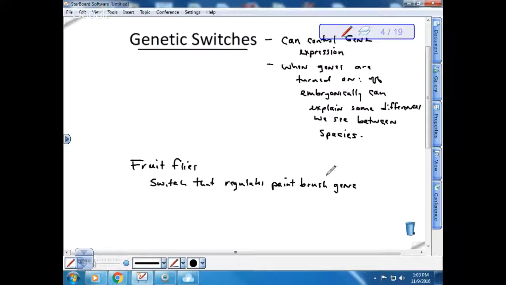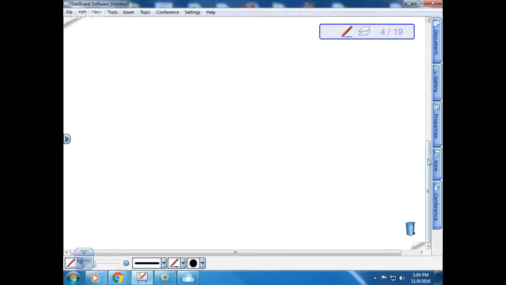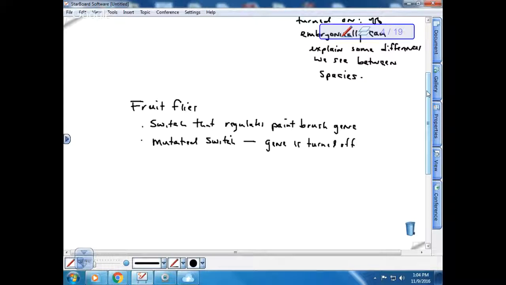Right? So in some species, the switch is mutated. So with a mutated switch, the gene is turned off. And when they put the regular switch back in, and they would have done it embryonically, in the embryo of the fruit fly, that fruit fly developed with that paintbrush gene that had the jellyfish gene and caused it to light up. So that's an example of a mutation that caused a change in the way that the organism looked.